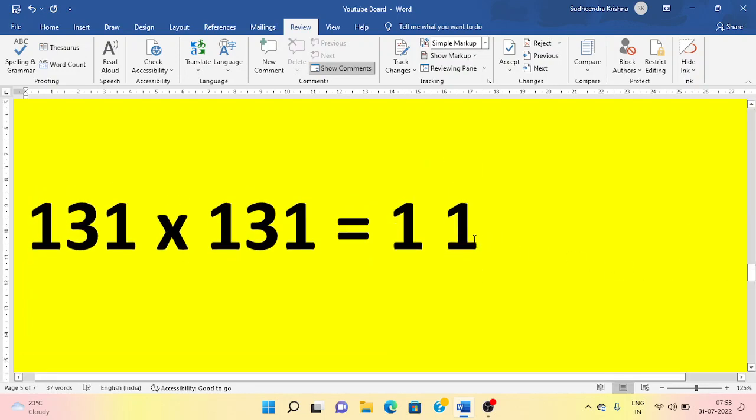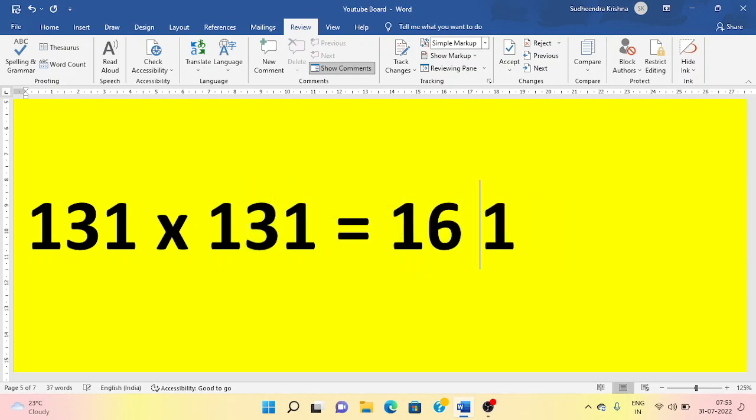Okay, now in the middle of the two numbers you have 3. So add 3 and 3. 3 plus 3 is 6. Put 6 and another 6 here.